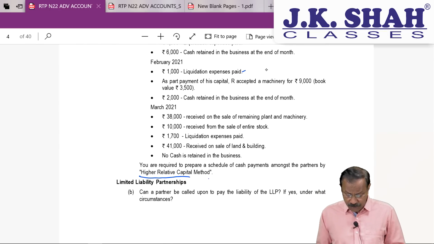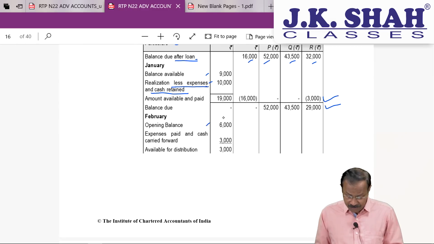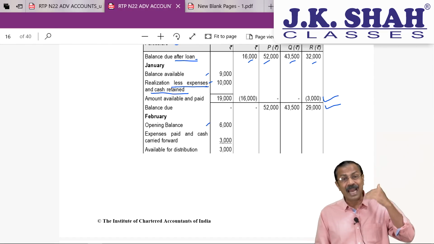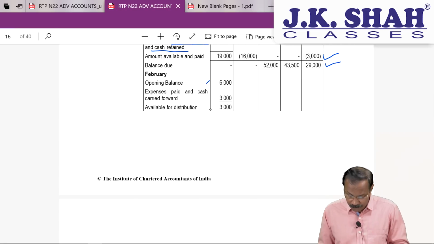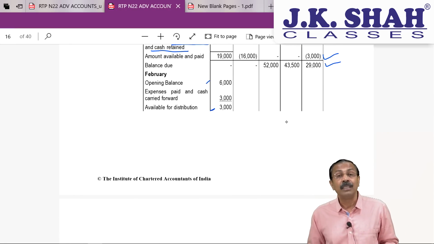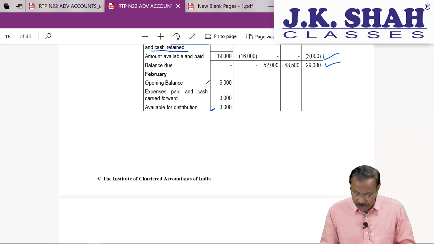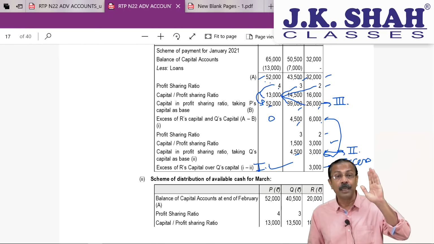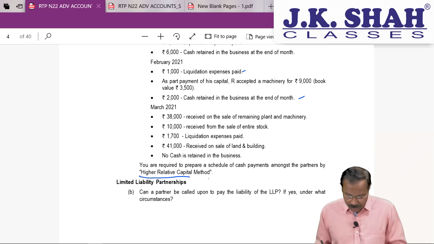February. Liquidation expenses paid 1,000 and 2,000 is to be carried forward to the next month. Which means how much cash were you having opening? 6,000. Out of that, 1,000 expenses gone. 2,000 is to be carried forward. That means you can't pay that money to anybody. So right now, in the month of February, you can pay only 3,000. That's the amount available for distribution. If nothing else was given, this 3,000 I would have divided between these two parties, Q and R, in the ratio of 3:2.